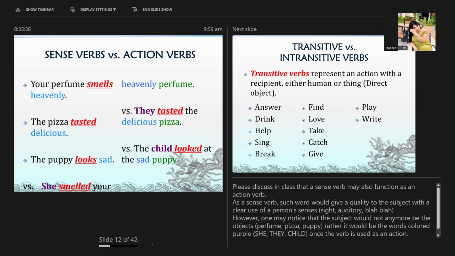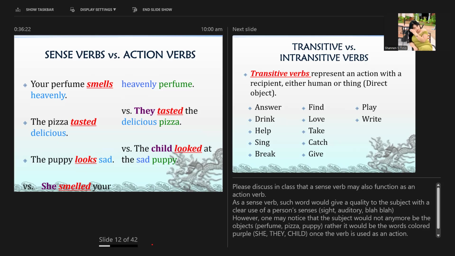Yeah. Okay, another example is your perfume smells heavenly, or you can say, I smell the heavenly perfume. Okay? I smell the heavenly perfume. It's an action verb, which is I smell. I, the subject, and I'm doing the action, which is smell. I can smell the heavenly perfume. Action verb siya. Where in the first example, your perfume smells heavenly, it was used as a sense verb. Do you see the difference? They're both verbs, but they function differently in sentences depending on how you have constructed them.